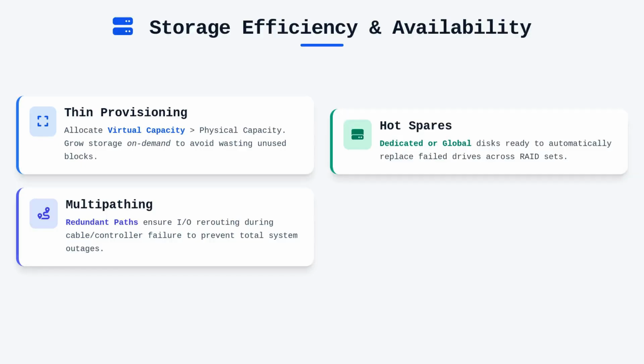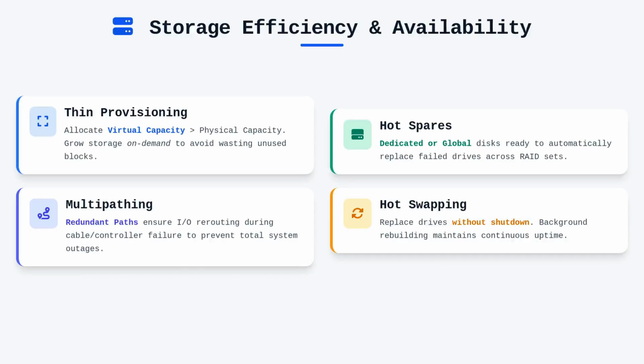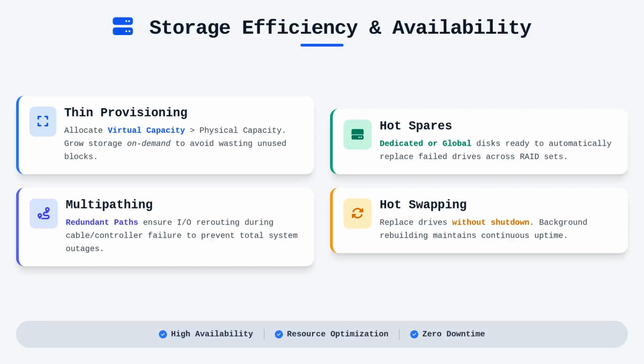Furthermore, disk redundancy is enhanced through hot spares, which can be dedicated to a specific array or assigned globally to handle any drive failure across multiple RAID sets. Hot swapping allows you to replace a failed drive in a running system without shutting down, maintaining uptime while the controller rebuilds the data onto the replacement disk in the background.